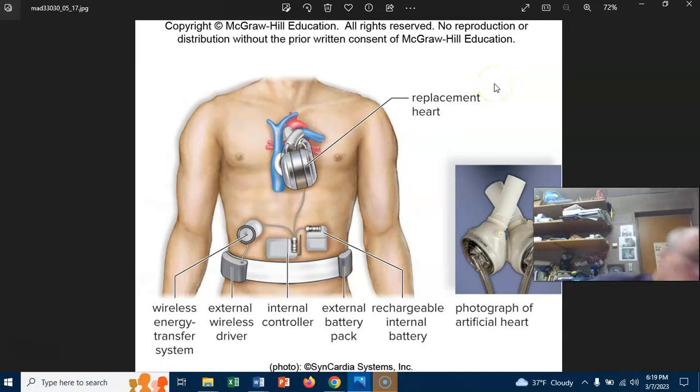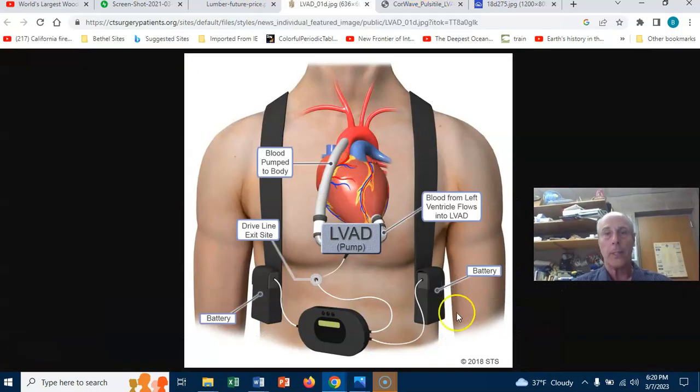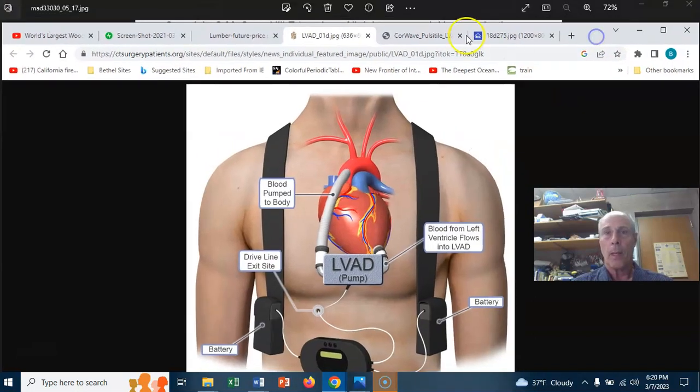Then more common recently would be something called a left ventricular assist device, LVAD. If we look at these, this is what one might look like, and you can see there's battery packs here and there. They're attached to a device that goes into the heart.